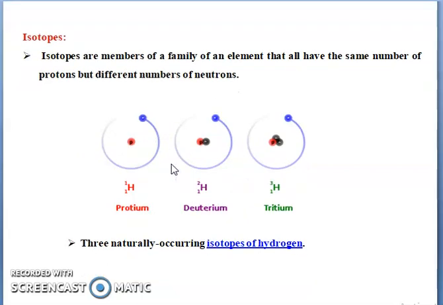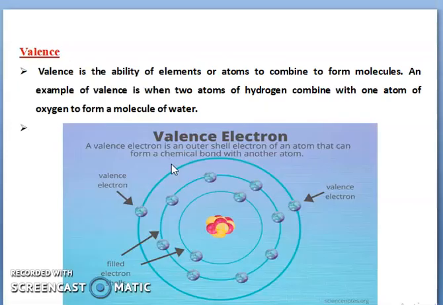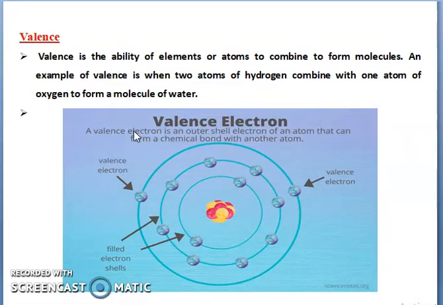Okay, next we can talk about what valency is. Valency is the ability of electrons or atoms to combine to form molecules. For example, two hydrogen atoms combine with one oxygen atom to form a molecule. Valence electrons are the outer shell electrons of atoms that can form a chemical bond with other atoms. Valence electrons, filling of electrons. This is the nucleus, the center of the bond.